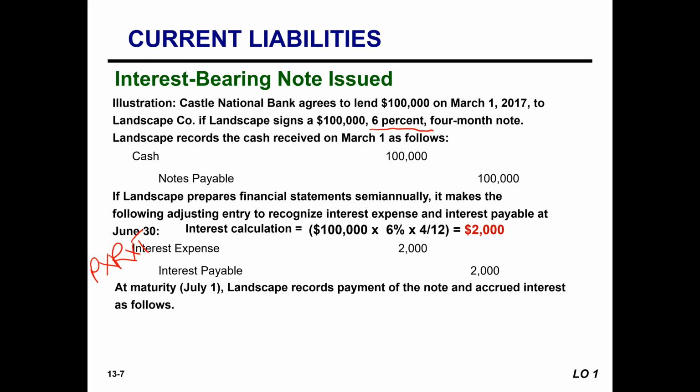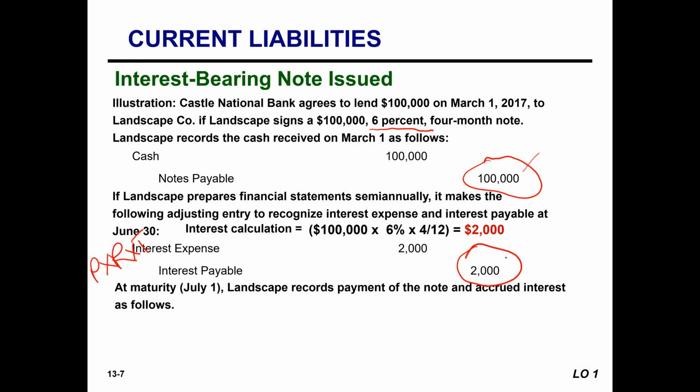Once we pay this off to Castle National Bank, assuming we're Landscape Company, we're going to have to pay not only the 100,000 that we initially borrowed, but the 2,000 in interest too, right? So we're going to have to pay 102,000. It says at maturity, July 1, Landscape records payment of the note and accrued interest as follows. We know we're paying off 102,000, so we credit cash for 102,000. Our debit is the 100,000 to notes payable. When we pay it off, we do the opposite.